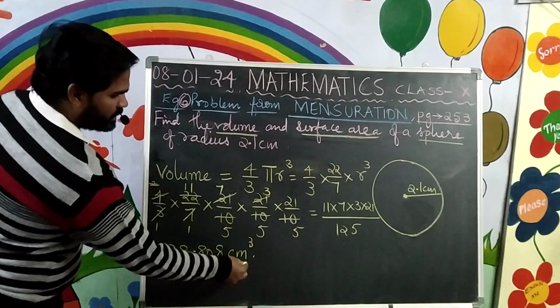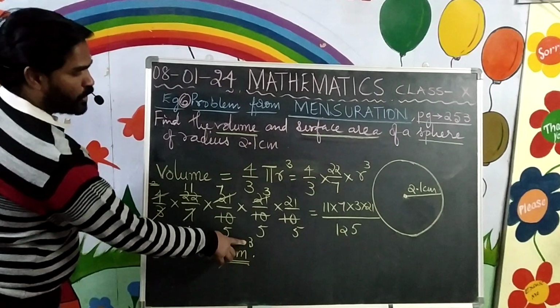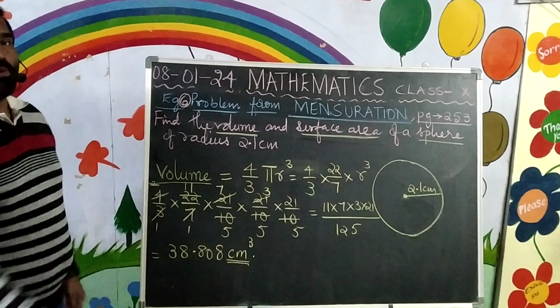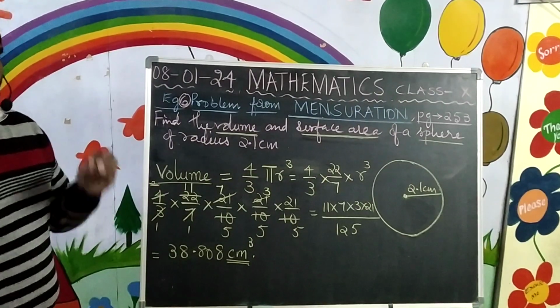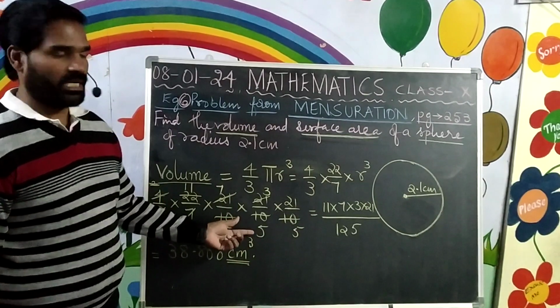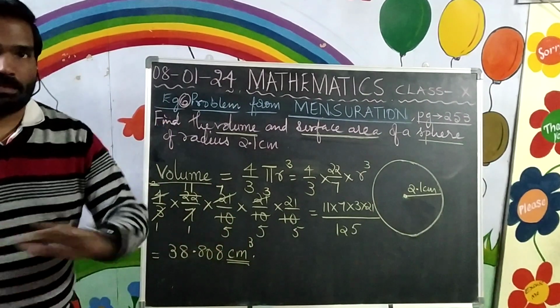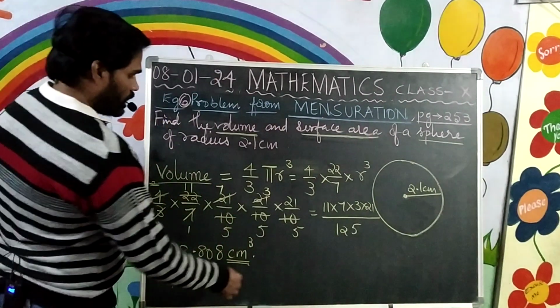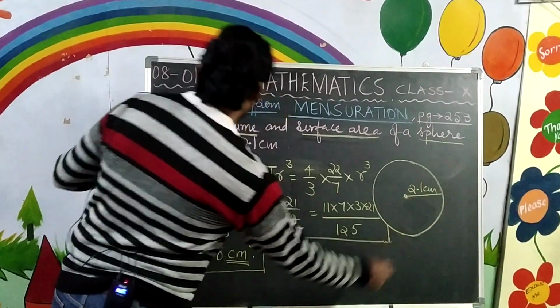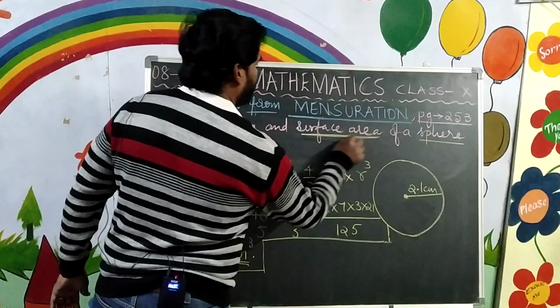answer should be expressed in terms of centimeter cube. Why centimeter cube? Because after all you are finding volume. Whenever you are finding volume, remember to express the answer in terms of centimeter cube, otherwise your final step will be regarded as wrong.